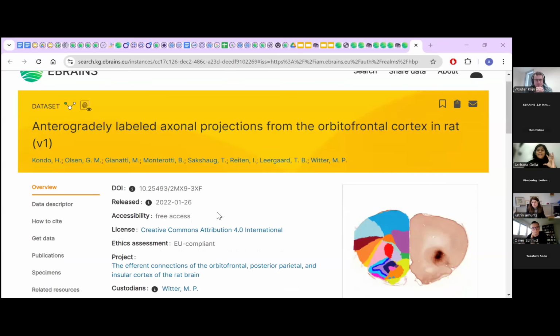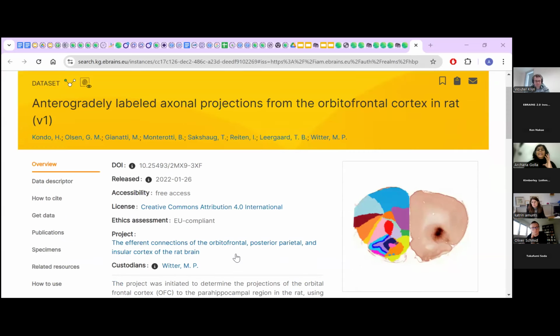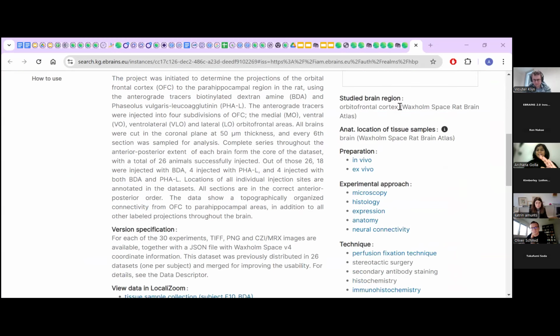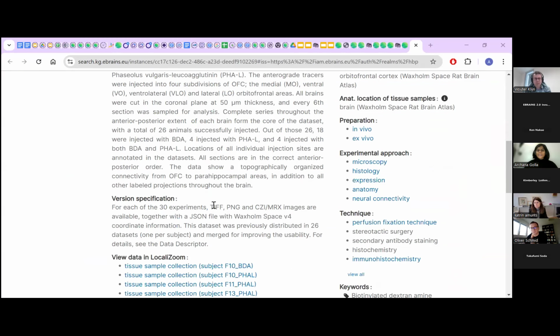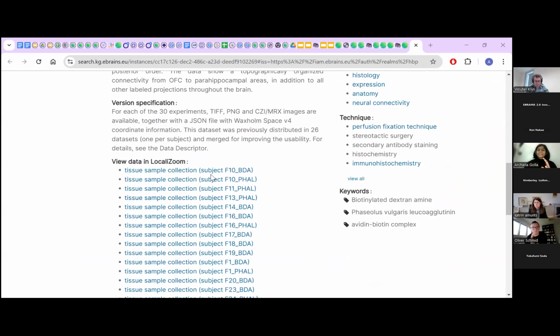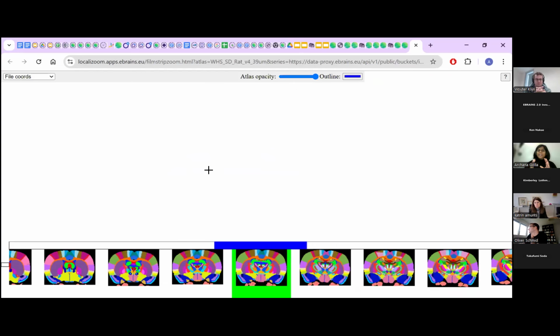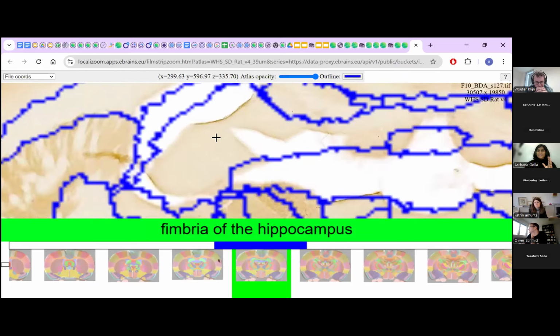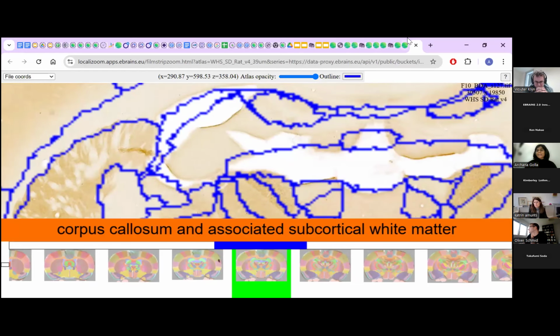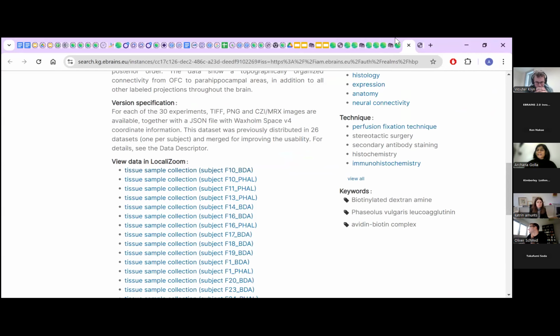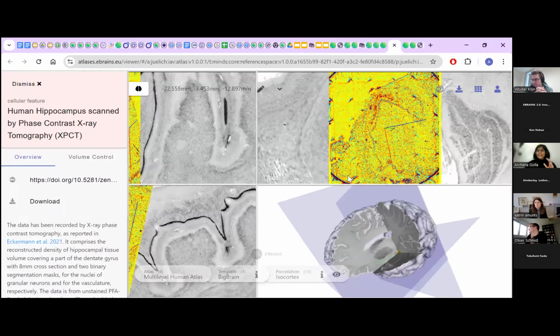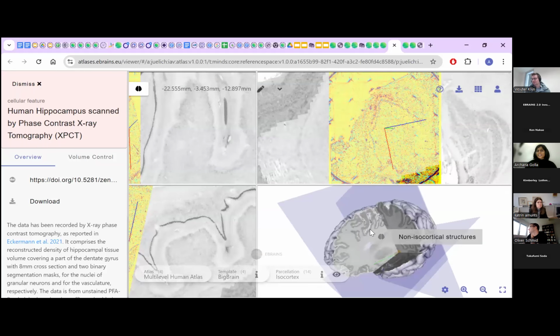So I just wanted to give an example of how the data set looks. This is a data set, it gets assigned a DOI, and then all the annotated metadata is visible. There's a short summary, and then we link it to the tools on eBrains, if applicable. For example, this data set can be visualized on a tool called Localizoom, where you can look in more detail into the anatomy of the data. And this applies also for data sets that can be viewed through the Zebra Atlas Explorer and so on. This is an example of another such data set.